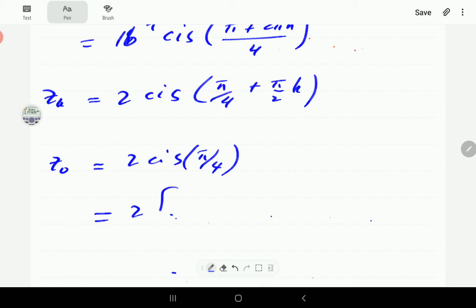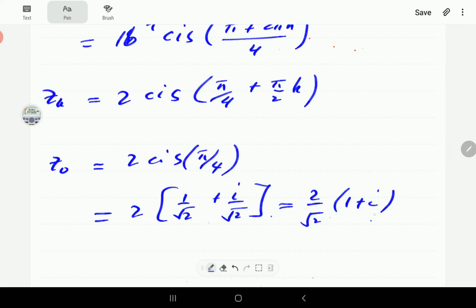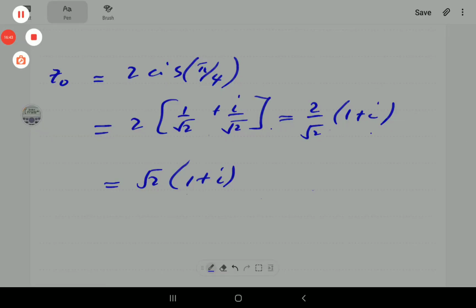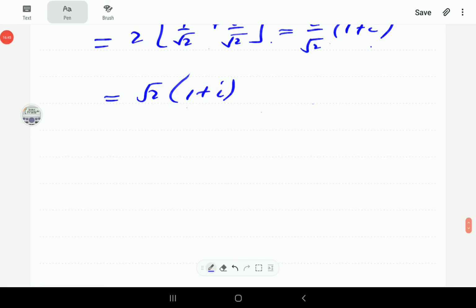Now, cosine pi on 4 is 1 over root 2. So this is going to be 1 over root 2 here. Sine pi on 4 is exactly the same. So if we factor out the root 2, then there's going to be 2 over root 2 into 1 plus i. But 2 over root 2 is square root 2. So we can write that first root as square root 2 into 1 plus i.